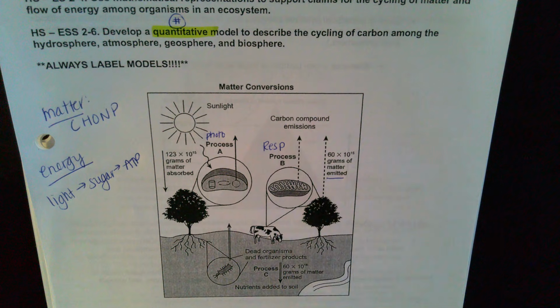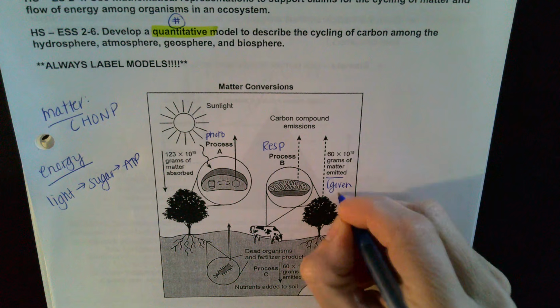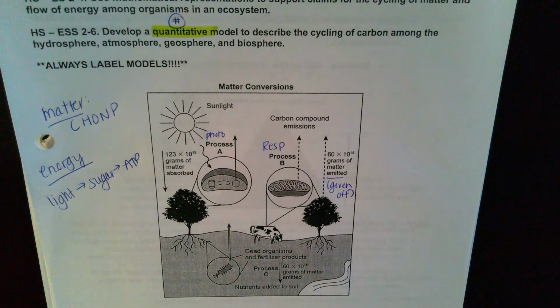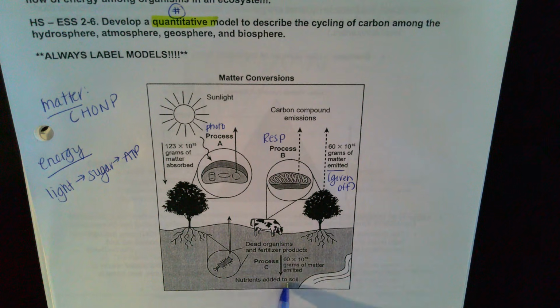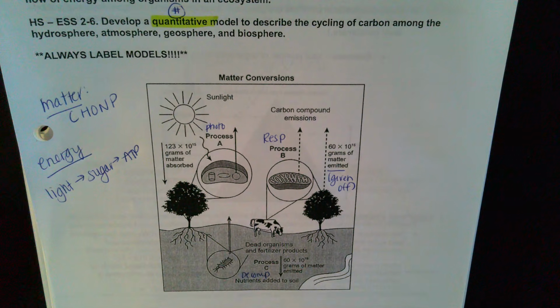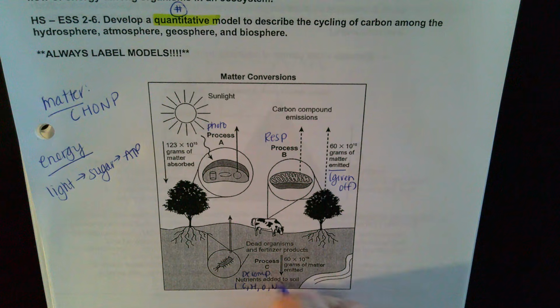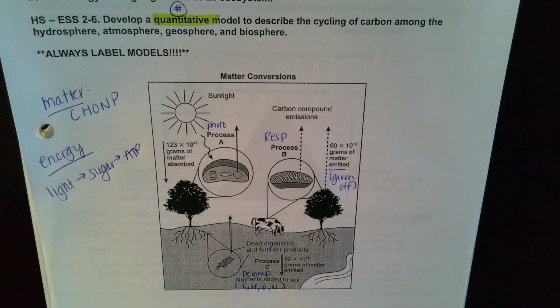Other words I think maybe we don't know. When you emit something, it means given off. And then over here it says nutrients added to the soil. What's process C? It says dead organisms. That's again going to be decomposition. And keep in mind the nutrients for the soil, that's just carbon, hydrogen, oxygen, nitrogen. Right, so right there.